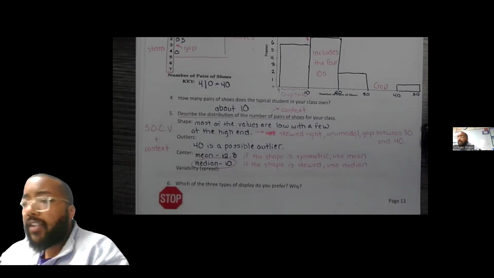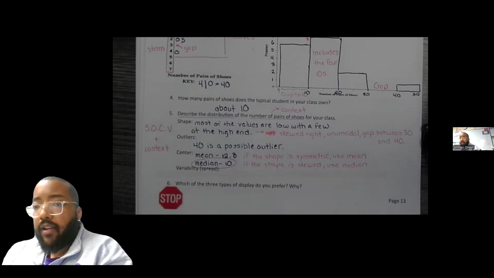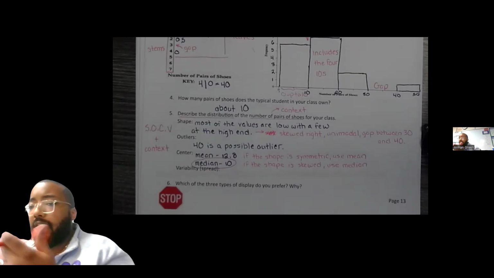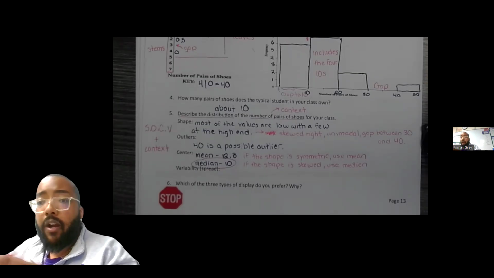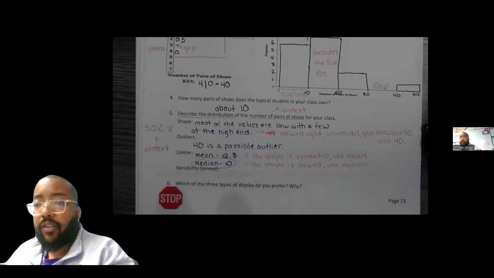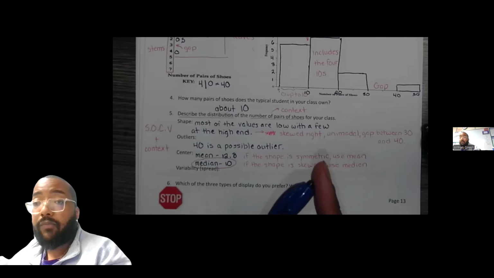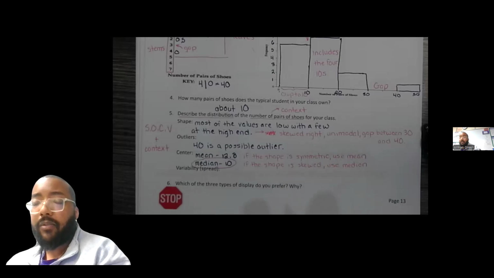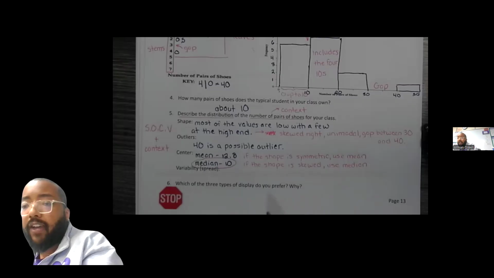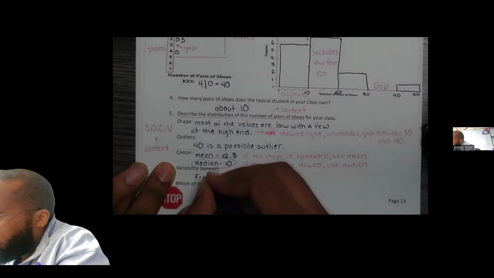All right. And then the last thing we need to talk about is variability, AKA spread. Variability is where our data is coming from in terms of min and max. Looking at our data, the minimum number of shoes a teacher had was 5, and the largest number of Nikes a teacher had was 40. So our variability is from 5 to 40.